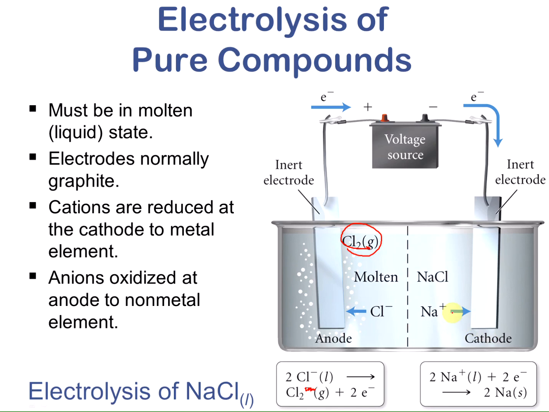And at the cathode, the sodium ions combine with the 2 electrons and make sodium metal. So this is actually how you get pieces of sodium metal. You have to do electrolysis because sodium itself is very reactive and you're not going to find sodium metal in the environment. You're going to find it as its cation.